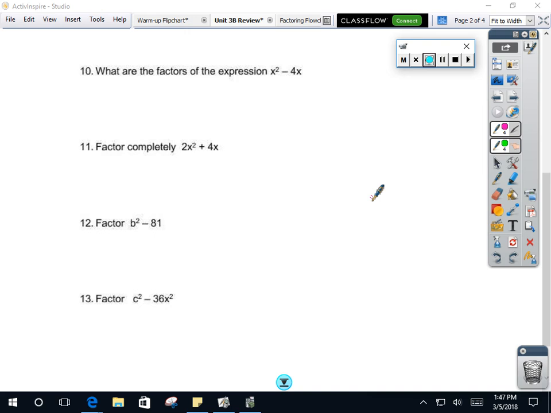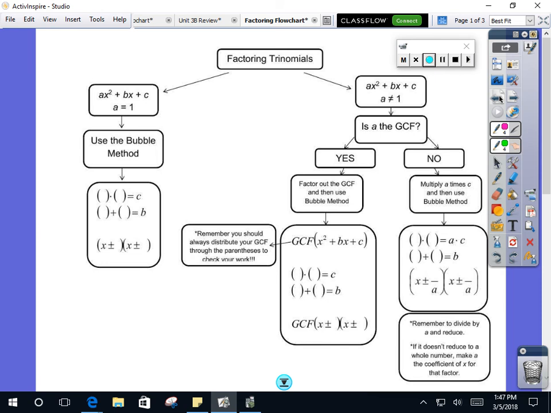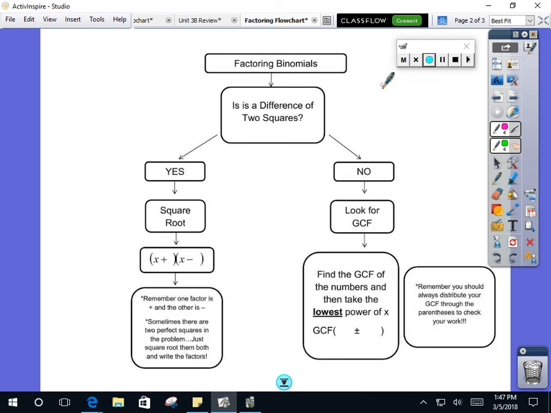Is that a binomial or a trinomial? It is a binomial. So I'm going to look at the side of the flow chart that says binomial, and then I'm going to work that problem. Remind me again what it is?